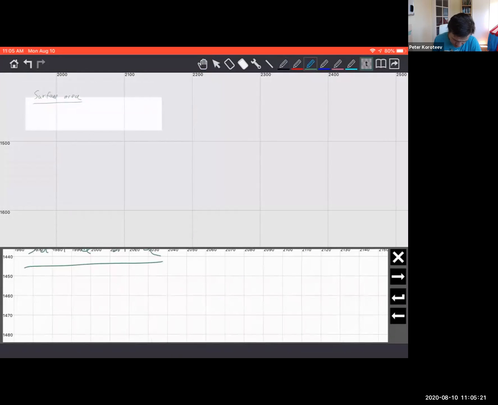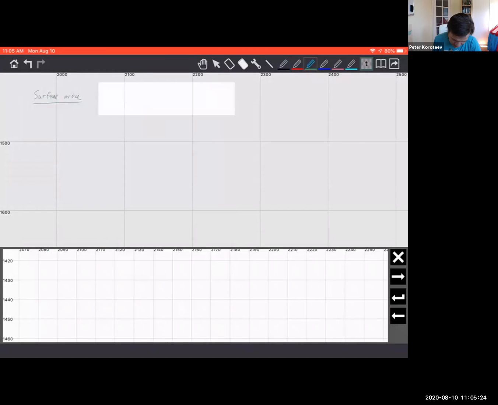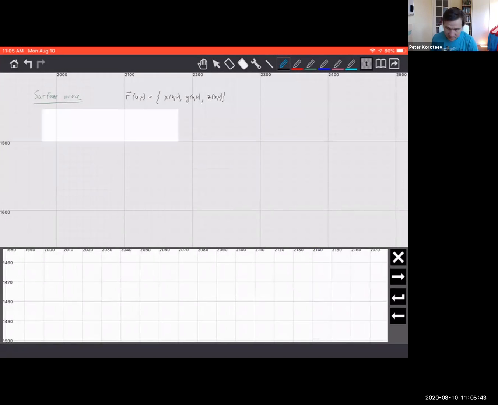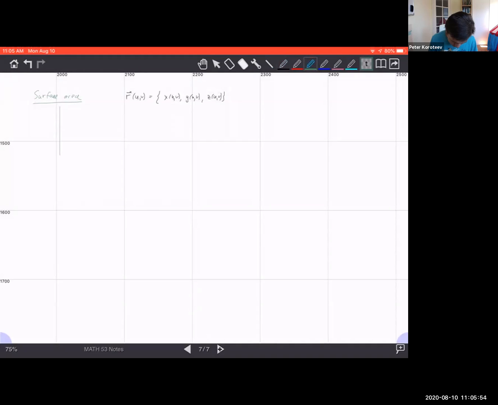Right, so let's look at this function again. I'm going to write it: r of (u,v) is equal to (x(u,v), y(u,v), z(u,v)), right? We can think of this vector function as a rule that maps points in the uv plane to three-dimensional space, so it maps it to a surface.